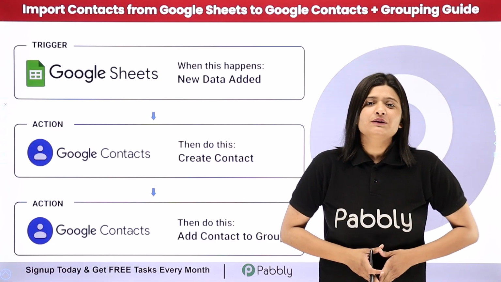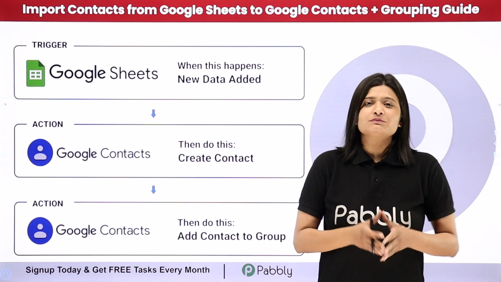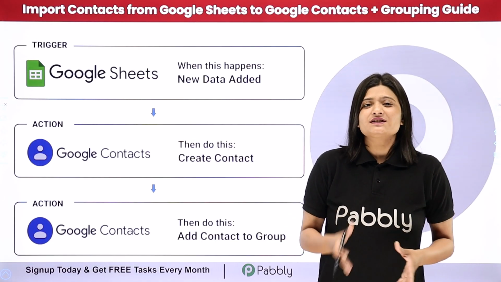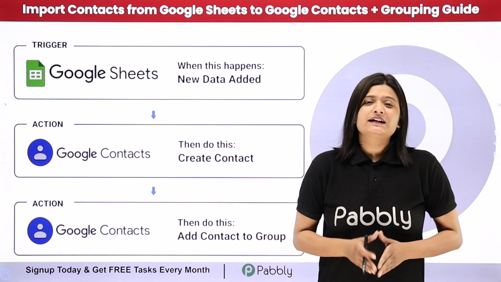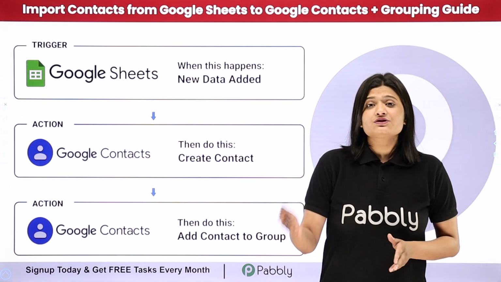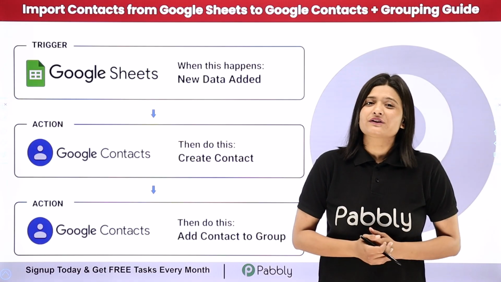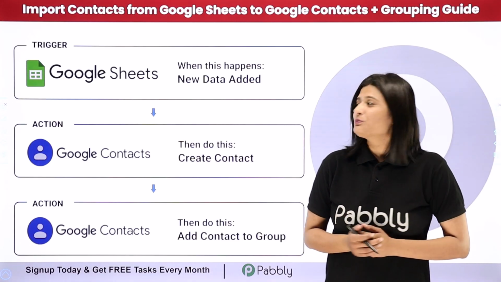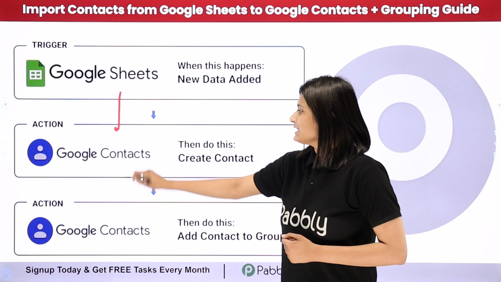Now doing this manually will consume a lot of my time, and that's why I'm completely going to automate this entire process using Pabbly Connect. So Pabbly Connect is an amazing automation and integration software which requires no coding or programming skills. Here I just need to build connection between Google Sheets and Google Contacts.